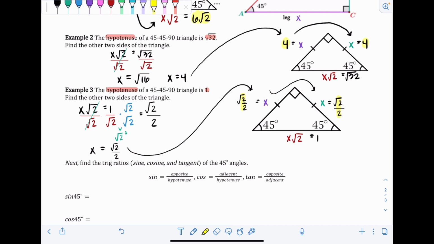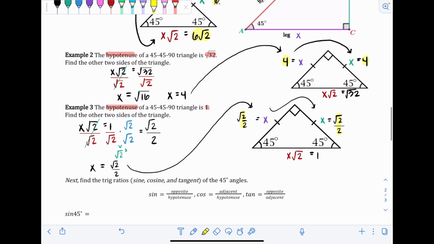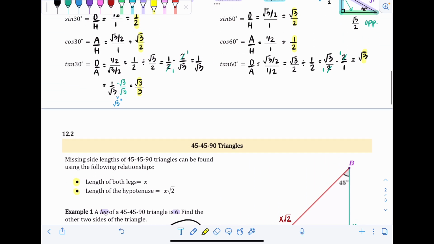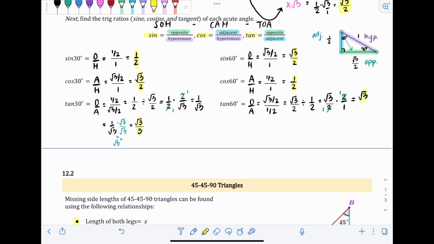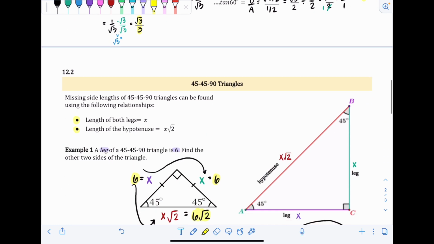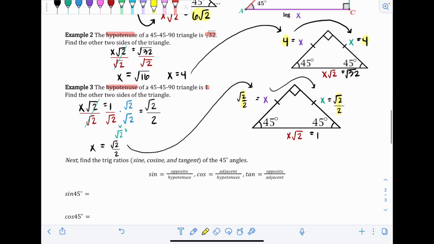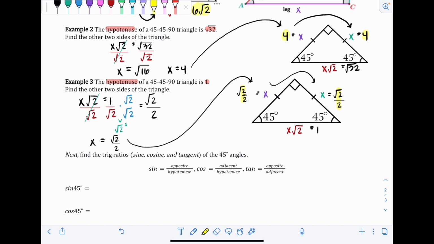Okay, next, and this is the last section of the notes, find the trig ratios of the 45-degree angles. It's kind of nice: up here, we had to find sine, cosine, tangent of 30, and then sine, cosine, tangent of 60. We have to do both the acute angles, which means less than 90. That'll always be the case, finding trig ratios of acute angles. In this case, the two acute angles are both 45, so we don't have to do two separate sets. We just get to do one set, and it would count for both.